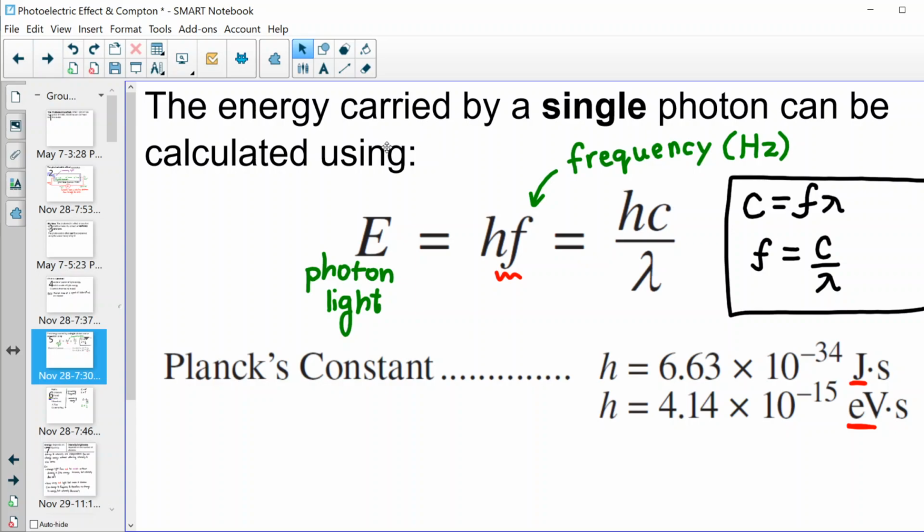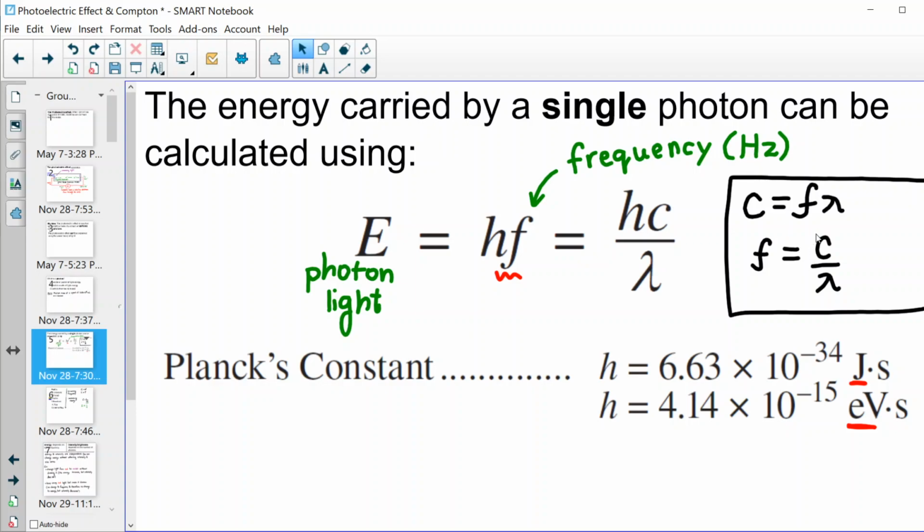If we want to calculate the energy of one single photon, we have a formula for that, and it looks like this. Capital E equals hf. When we write capital E, that means the energy of a photon. h is what we call Planck's constant. There are 2 different versions of Planck's constant. The difference between them is the units. If I want to calculate a photon energy in joules, I use the top version. If I want to calculate a photon energy in electron volts, I use the bottom version. And then f is the frequency of the photon measured in hertz.